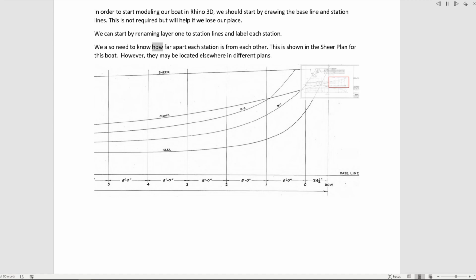We also need to know how far apart each station is from each other. This is shown in the shear plan for this boat. However, they may be located elsewhere in different plans.